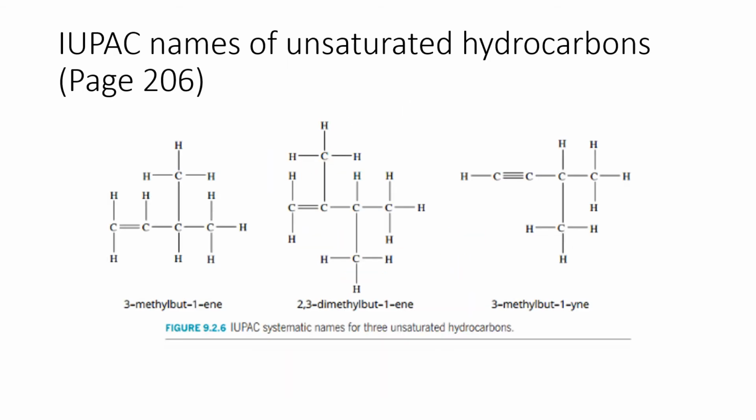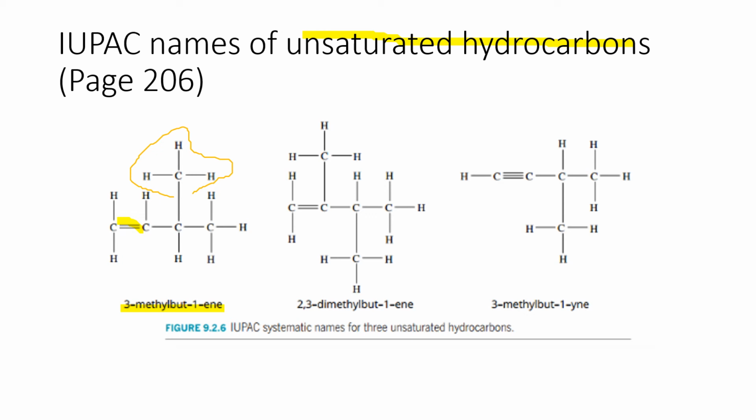Alright, so continue on this. We were talking about the International Union of Pure and Applied Chemistry system. In terms of the naming system of unsaturated hydrocarbons, as you can see here, there are a few structures. The first structure contains a double bond. This particular structure has the name 3-methylbutene, and the reason for that is because it contains that double bond on the first carbon and a methyl group on the third carbon, as you can see here.